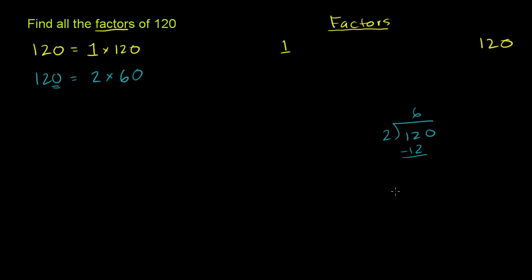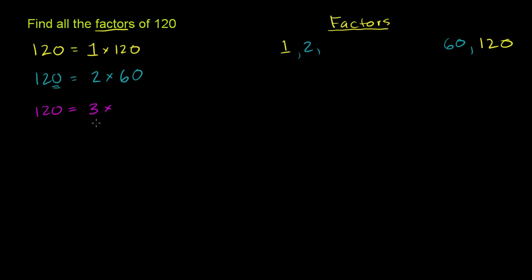So we have two more factors right here. So we've established the next lowest one is 2. And the next highest factor, if we're starting from the large end, is going to be 60. Now let's think about whether 120 is equal to 3 times something.